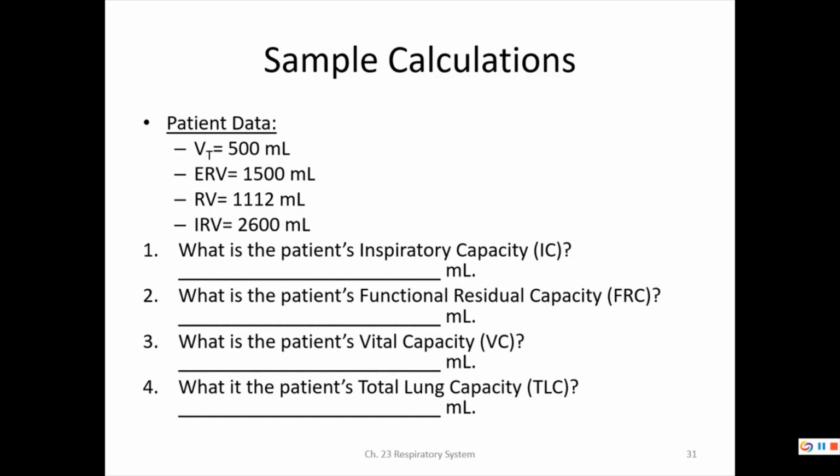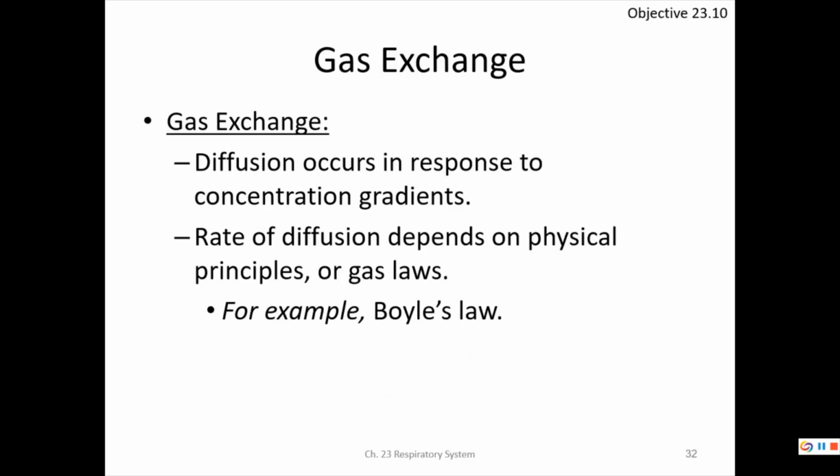Now, let's look at gas exchange. I got to pause again. Dang.